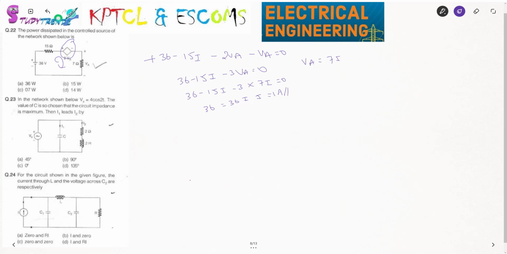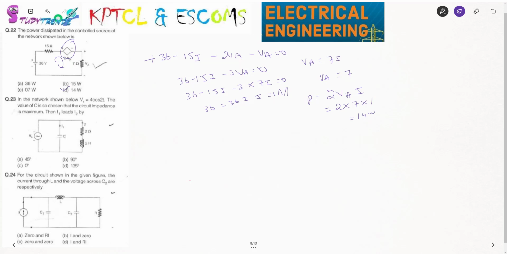So 1 ampere is the current, VA is 7I, VA is equal to 7. So power is equal to 2VA into I. Why 2 comes? Because it is a controlled source or dependent source. So 2 into 7 into 1 is equal to 14 watt. Answer option D.